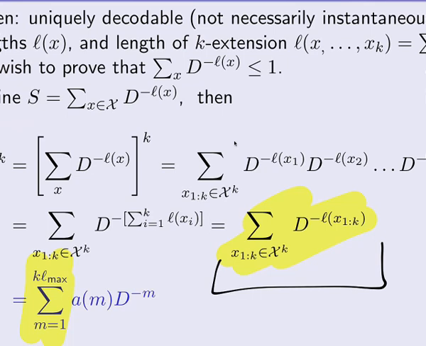And then count how many guys are in each bag. Everybody in the same bag has the same code word length, so you just count how many are in each bag, and A of M is the number of code words in bag M. And each one of them is then multiplied by D to the negative of that length. That make sense now?